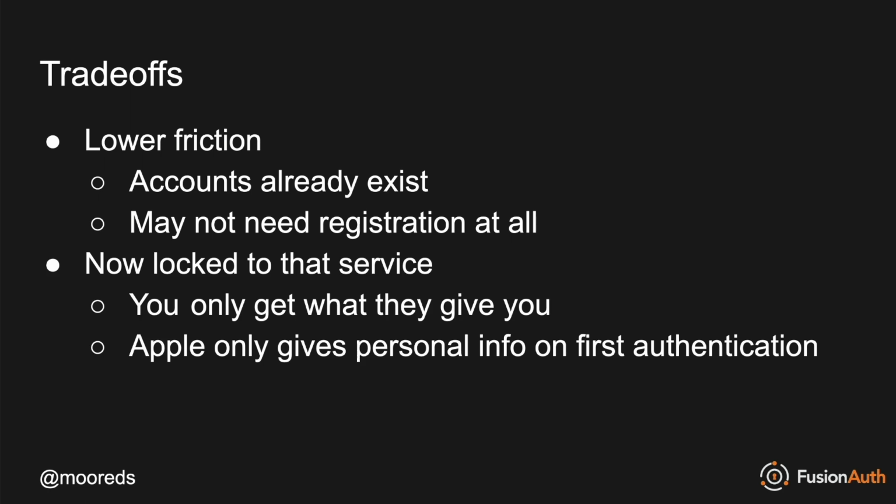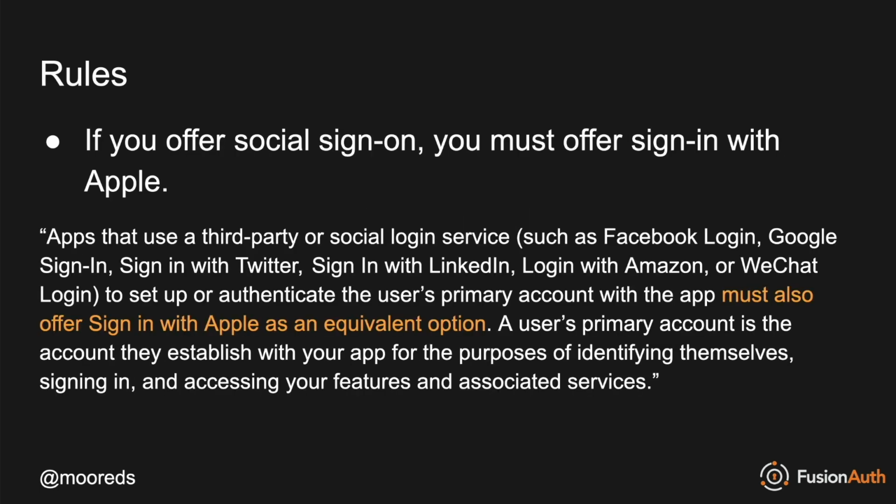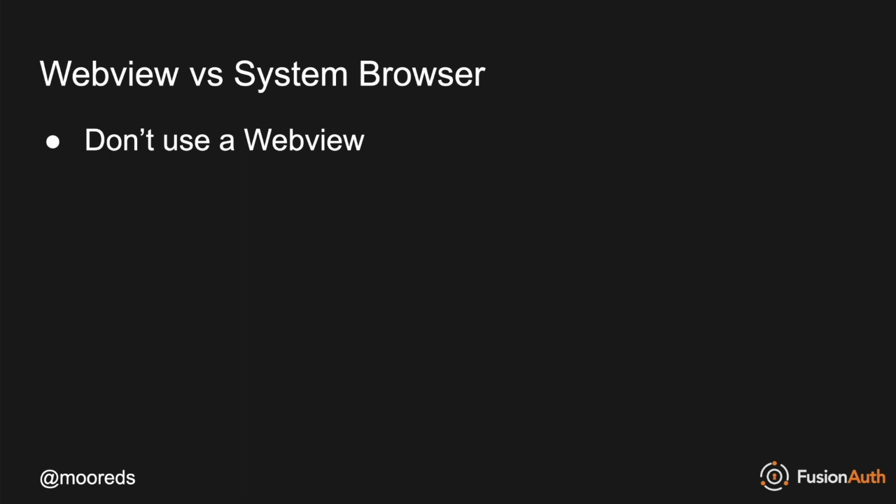One issue is that you are locked to that service and you only get what they choose to give you. And that's a combination of what Google or Apple choose to give you plus what the user chooses to give you. An example of that is that Apple only gives you the first name, last name on the first authentication. If you do follow-on authentications, you don't get that information. There are additional rules around single sign-on. So if you offer social sign-on like Facebook or Google or whatever, and you're on an iOS device, you also need to, per rules of the App Store, offer sign-in with Apple. So that's kind of Apple muscling in and making sure that their identity provider is a first-class citizen in this world.